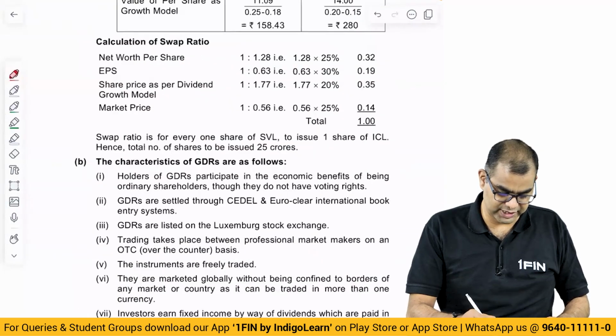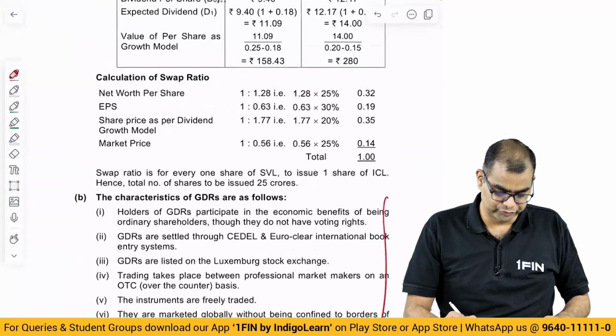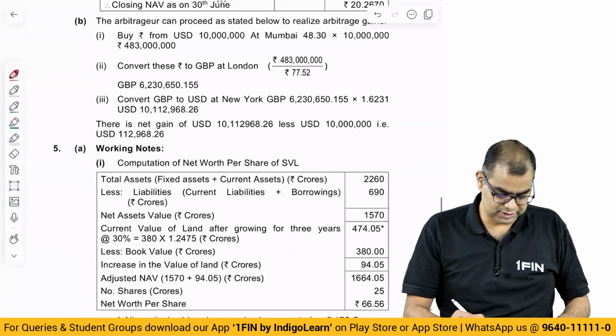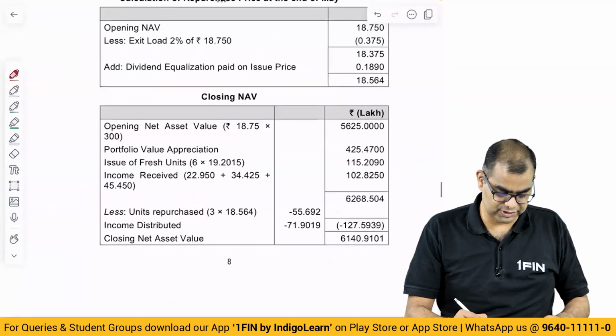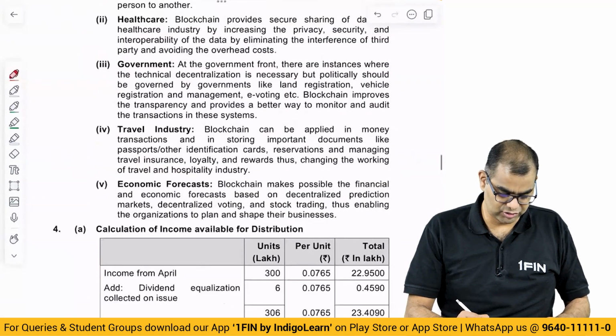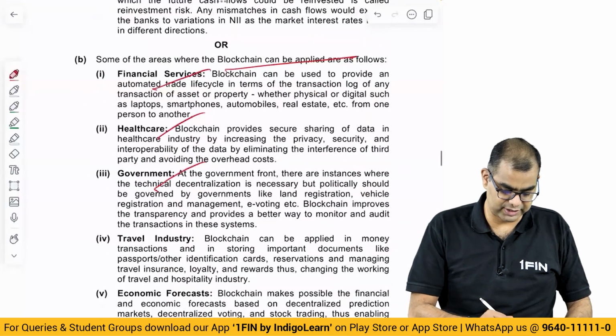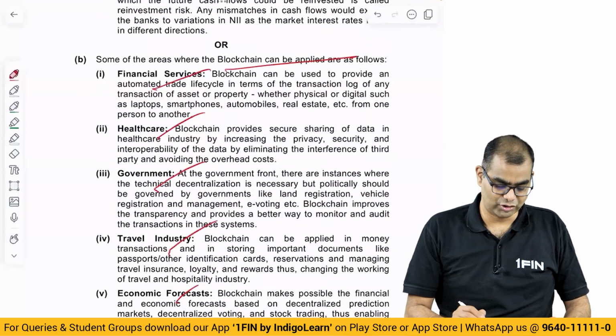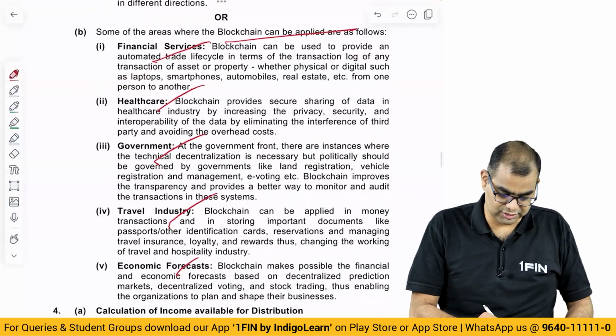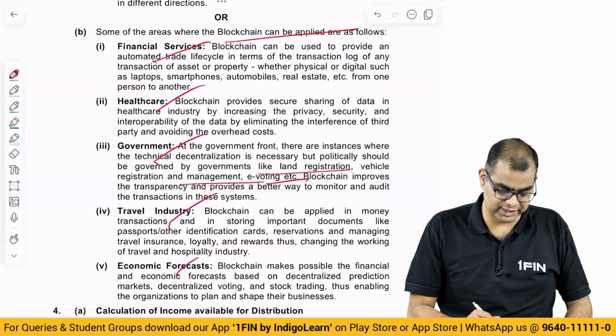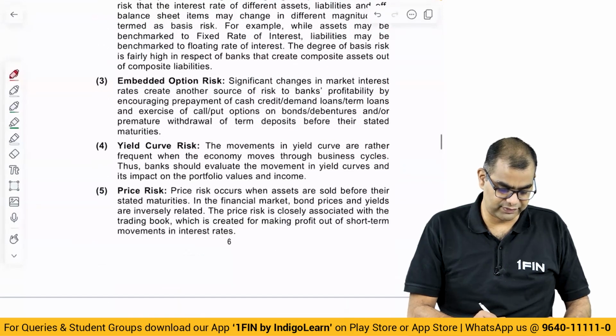Anything else? GDRs, I told you what all GDRs are. Then this is done. This we have discussed. This we have discussed. This we have discussed. I think only theory were the ones where blockchain, financial services, healthcare, government, travel, economic forecast. Okay, so I told you about registration, vehicle registration management, e-voting, real estate, right, money transactions, a bunch of these. What are the various risks?